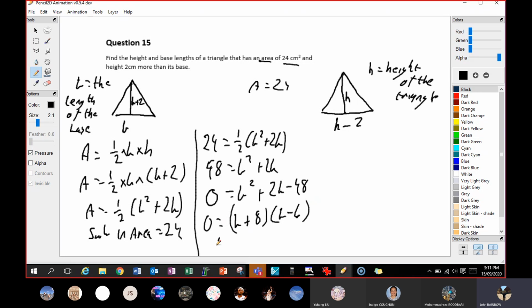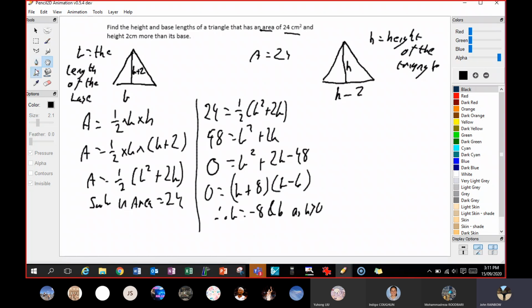So therefore, b will equal negative 8 and 6. b obviously needs to be greater than 0. Find the height and base lengths of the triangle is what we're trying to do. So therefore, b equals 6 meters, and the height equals the base plus 2, 8 meters.